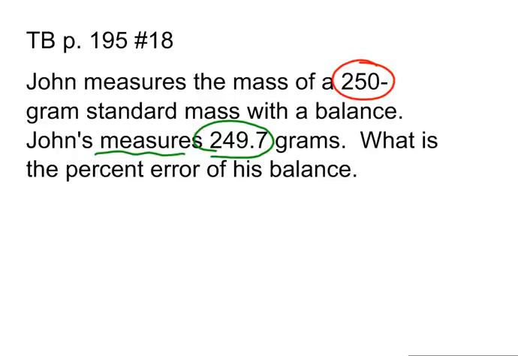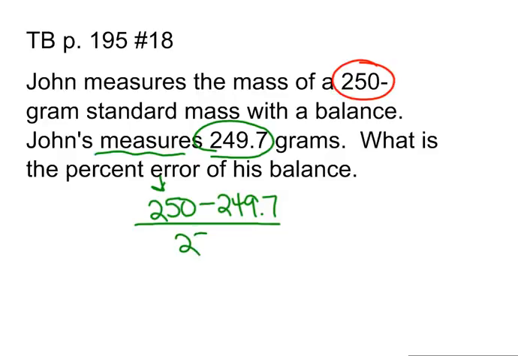249.7. So we know our two numbers that we start with, and now we just have to find the percent error. So we take our actual value, or what it should be, 250. We subtract out what John measured it to be, 249.7. We divide that by what it should be, or the actual value, which we already know, it's right here, 250. We take the absolute value of that times 100.